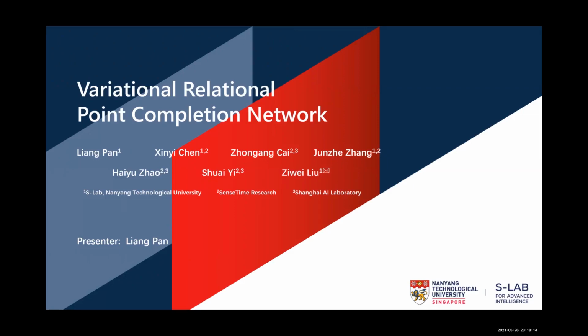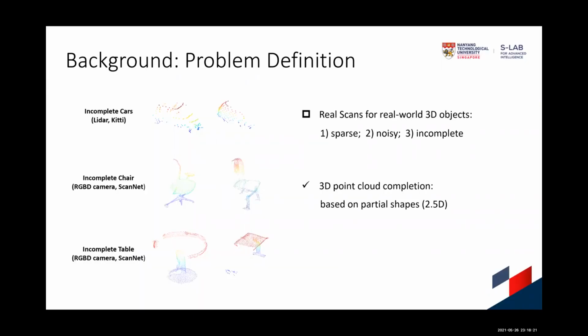We present our paper, Variational Relational Point Completion Network. Real scans for 3D objects are often sparse, noisy, and incomplete, due to sensor limitations, occlusions, and so on. For example, we can find many incomplete cars in the KITTI dataset, and many incomplete chairs and tables in the ScanNet dataset.